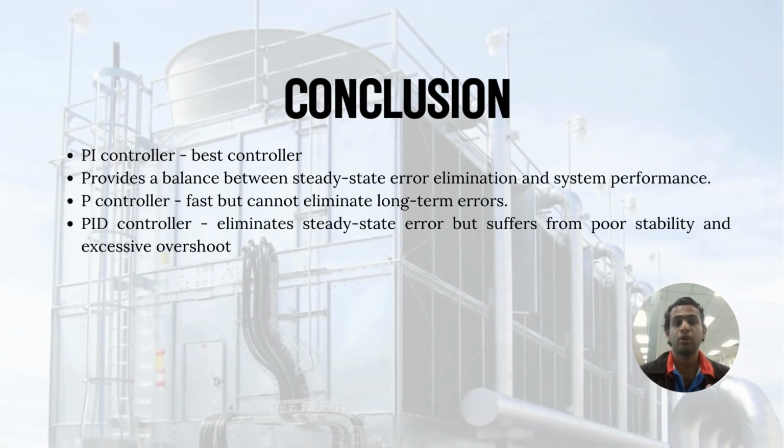So by the end of the project, we could conclude that the PI controller is the best controller for the system, as it provides a balance between steady state error elimination and the system's overall performance. This is because the P controller has a fast response, but it could not eliminate the long-term steady-state errors. Whereas the PID controller does eliminate the steady-state error, but it also suffers from poor stability and excessive overshoot in the system.